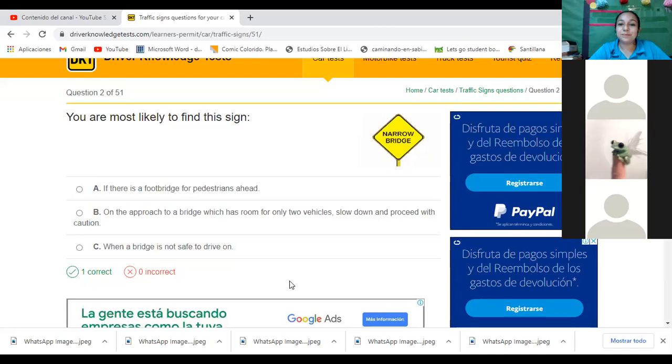Okay, remember when we go to Sertrase, this one is the company that is in charge of this one. So it is necessary that we develop this test. Okay, what do you think, A, B, or C? So let's check if we are ready for obtaining the drive license. Okay, A, B, or C, what do you think?